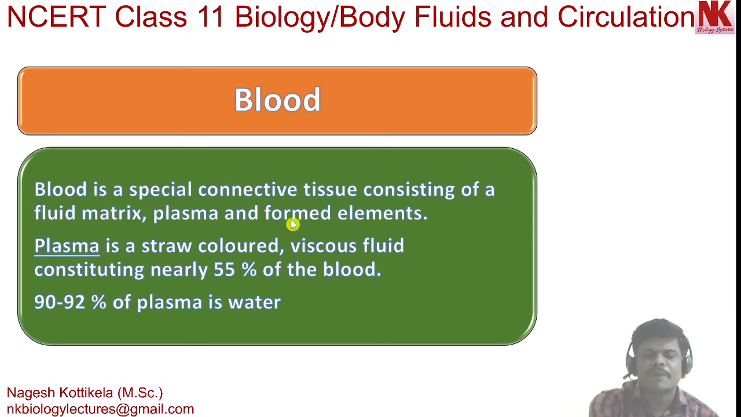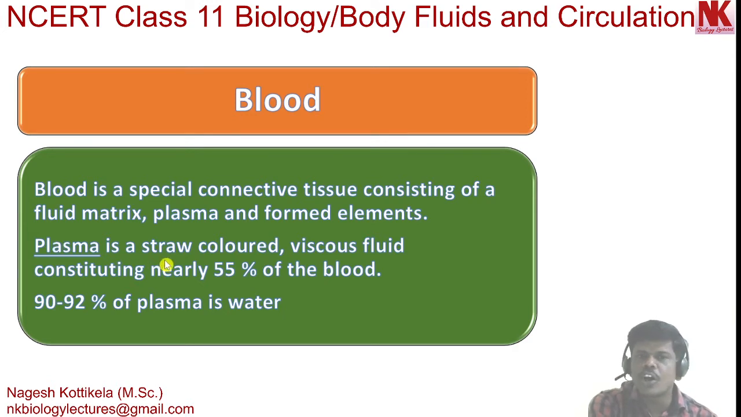Blood is a special connective tissue. It is a fluid connective tissue. It consists of a fluid matrix called plasma and formed elements. Plasma is a straw-colored viscous fluid constituting nearly 55% of the blood.